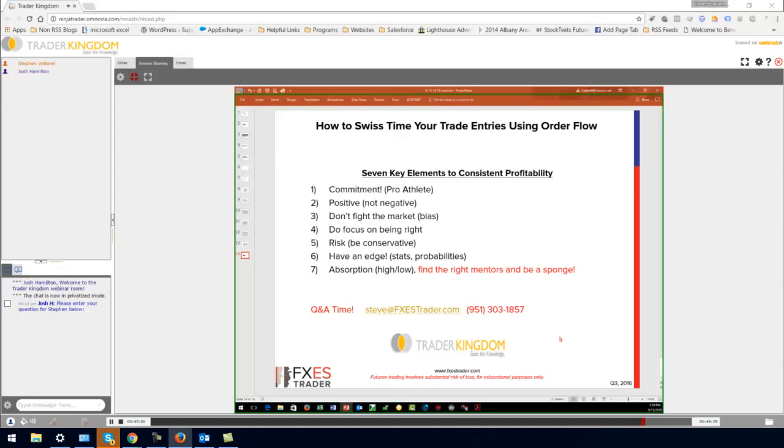These are the 7 key elements to consistent profitability. Commitment, positive, essentially your attitude. Don't fight the market, classic case of that today. Do focus on being right. Don't focus on your P&L. And then risk, be conservative, have an edge.